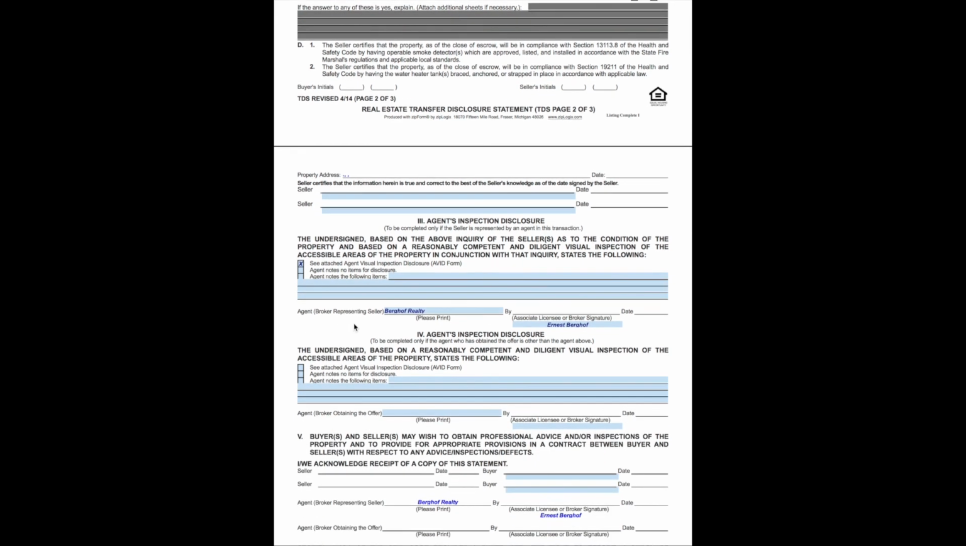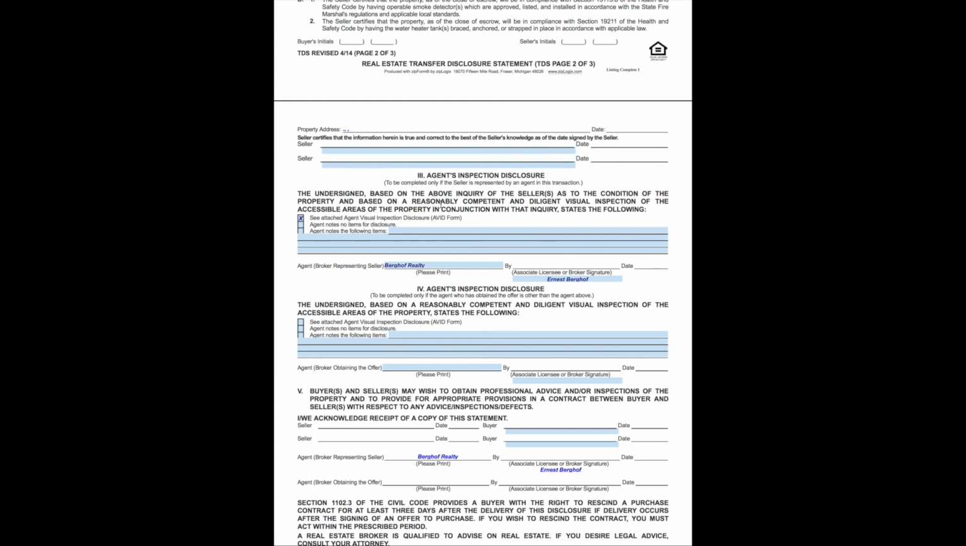This next section says that the seller will certify that there will be smoke detectors operating as approved, and the seller is also certifying that the hot water heater will be braced according to applicable law as well. Seller signs here. This next section is the agent inspection disclosure. Both agents, for the buyer and the seller, will perform an agent visual inspection disclosure, and that's checked right here, and that's a separate form that is prepared by the agents themselves.